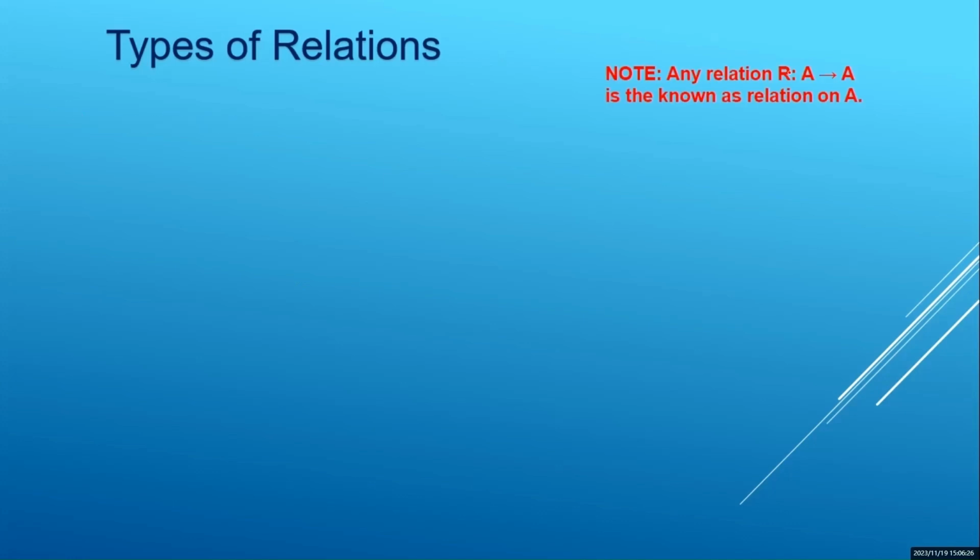What does relation on set A mean? First of all, we must be clear here. Relation on set A means a relation which is defined from set A to set A only. That means if any element of set A is mapped to an element of set A itself, then the relation obtained is called the relation on A. And the first type of relation is empty relation.